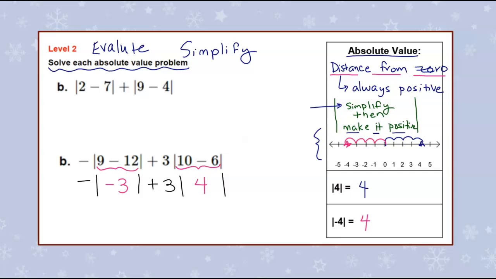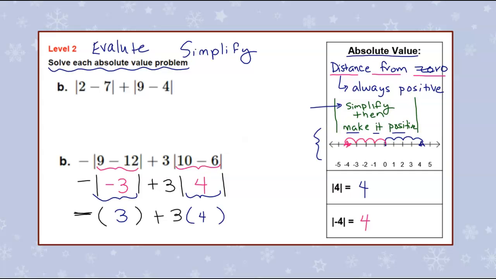Now we're going to make it positive. So that negative is still in front. Now how far is negative 3 away from 0? It's positive 3. And then we have plus 3 times the absolute value of 4. How far is 4 away from 0? Just 4. Now that the absolute values are gone, let's finish.